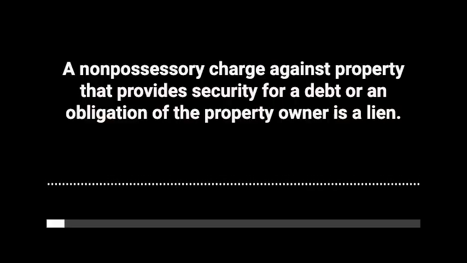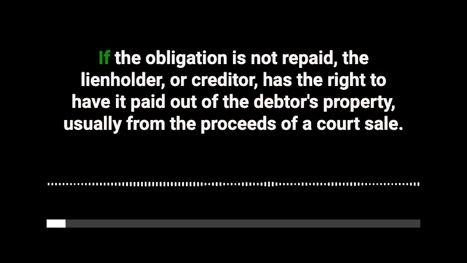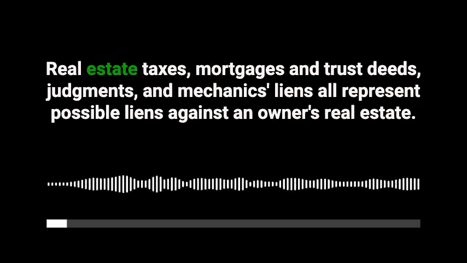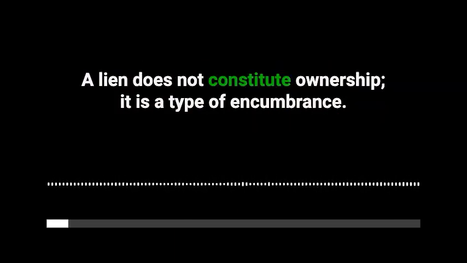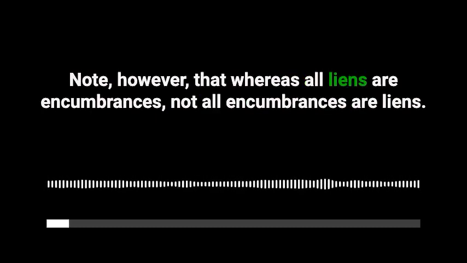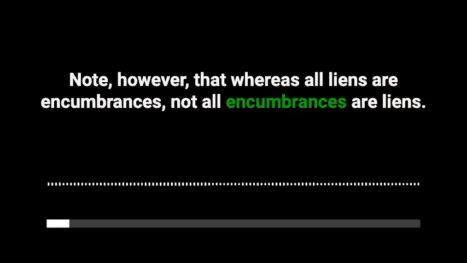A lien, a non-possessory charge against property that provides security for a debt or an obligation of the property owner, is a lien. If the obligation is not repaid, the lien holder or creditor has the right to have it paid out of the debtor's property, usually from the proceeds of a court sale. Real estate taxes, mortgages and trust deeds, judgments, and mechanics liens all represent possible liens against an owner's real estate. A lien does not constitute ownership. It is a type of encumbrance. Note, however, that whereas all liens are encumbrances, not all encumbrances are liens.